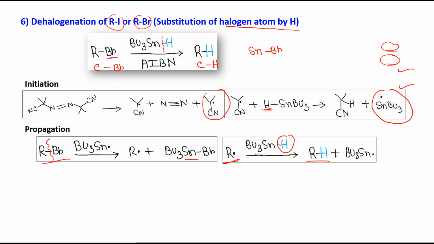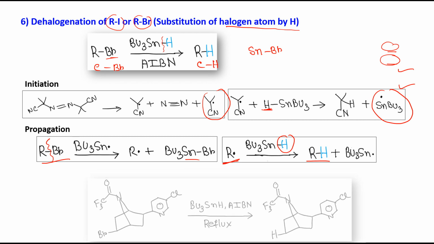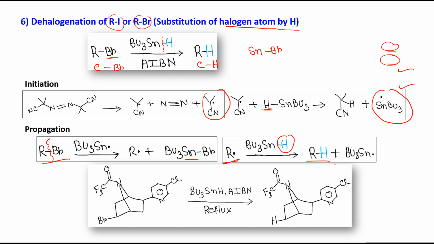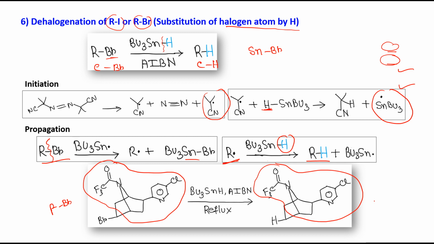We have used R, but if we see an actual example, this is the example. Here the molecule is very big, but we just have to focus on this part. If you focus on this part, it is just like RBr. And in the right hand side, if you fix this part as R, then see it is nothing but RH. So here the C-Br bond is replaced by a C-H bond. Okay, so this is number 6 reaction.